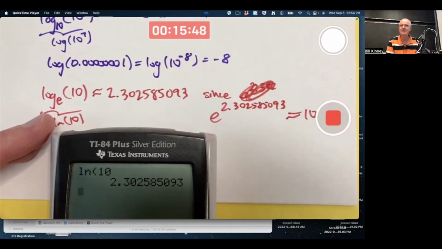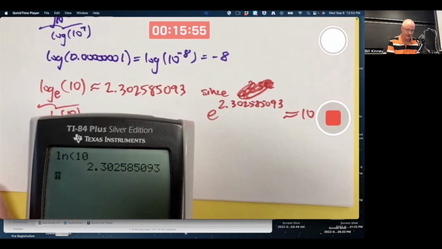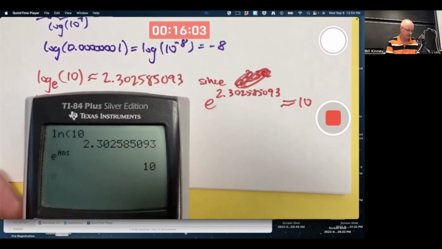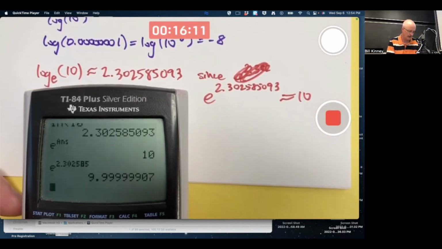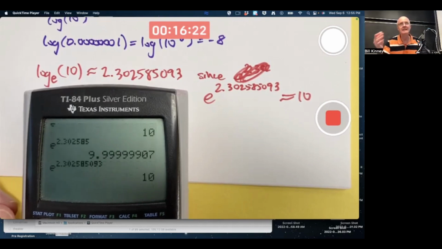It's not exactly 10 because it's an infinite decimal that goes on forever without a repeating pattern. If I do this on my calculator, if I go second function e and take the previous answer, it's going to give me 10 because it's keeping more decimal places of accuracy. But certainly if I do e to the 2.302585, it's not going to give me exactly 10. And if I do e to the 2.302585093, it still may not give me exactly 10, or maybe it does. Okay, it's rounding, but it's rounding to 10. In reality, this is an irrational number that goes on forever without a repeating pattern. We're just looking at the first 10 significant digits, good enough for most applications.